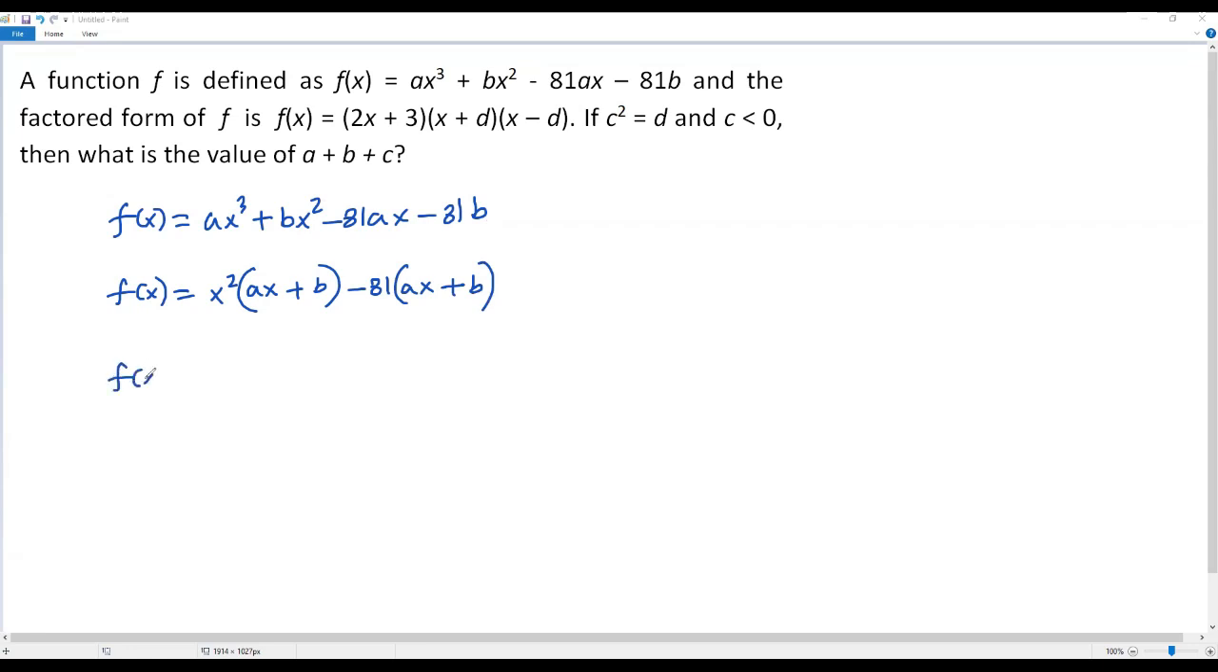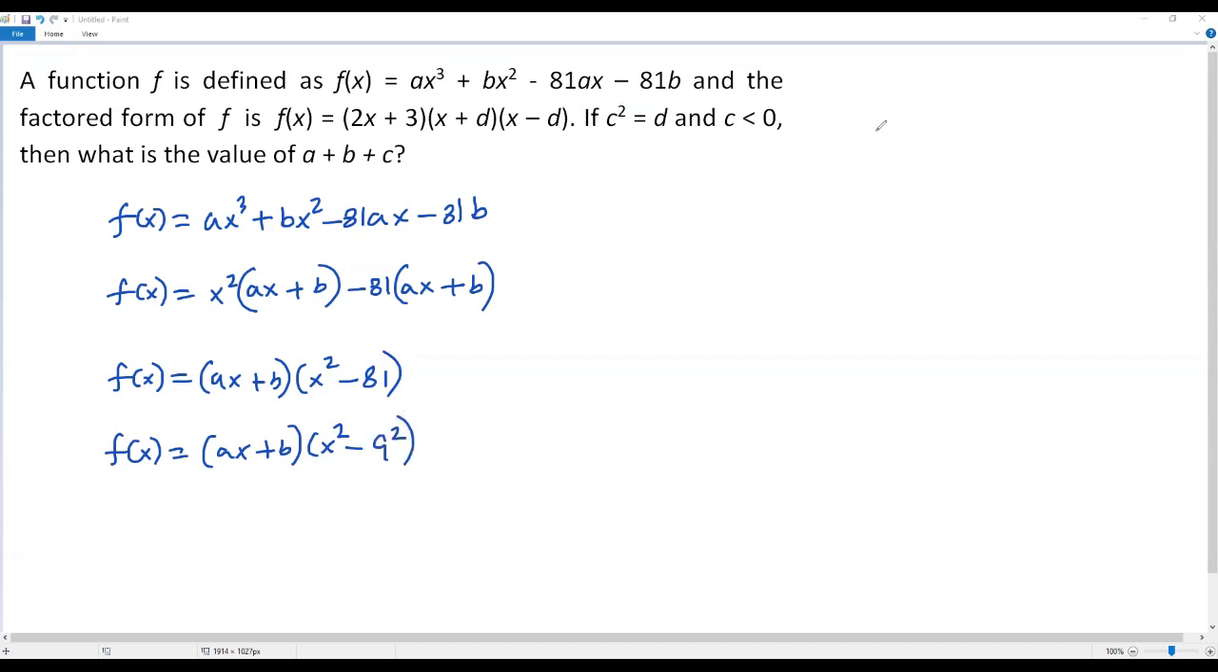Then f(x) equals, here the greatest common divisor for these two terms is (ax + b). So we can factor (ax + b) out. Then we have x² left in the first term and −81 left in the second term. So f(x) = (ax + b)(x² − 81). This 81 can be written as 9², because the value of 9² is 81.